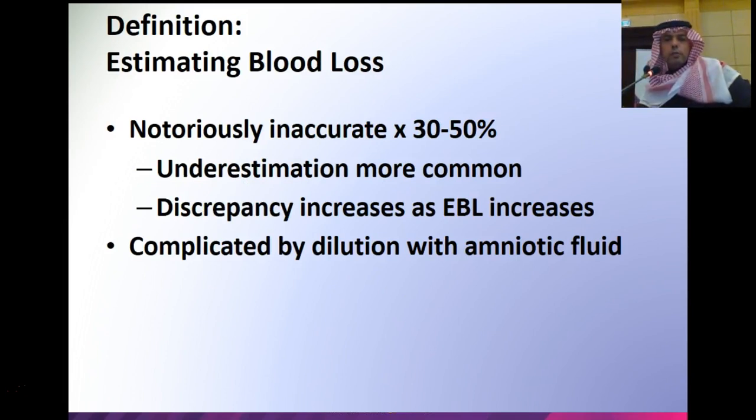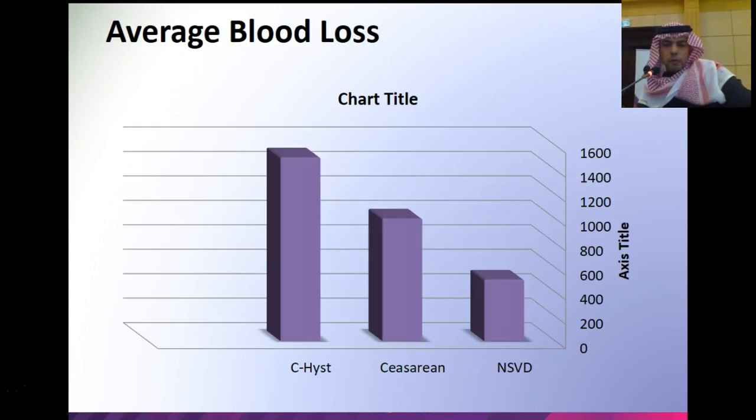So the definition of PPH is actually inaccurate in about 30 to 50%, most of the time underestimated. The problem is because it's diluted with amniotic fluids. The estimated blood loss in spontaneous vaginal delivery is about 500 cc, C-section about 1,000, cesarean hysterectomies about 1,500 cc.